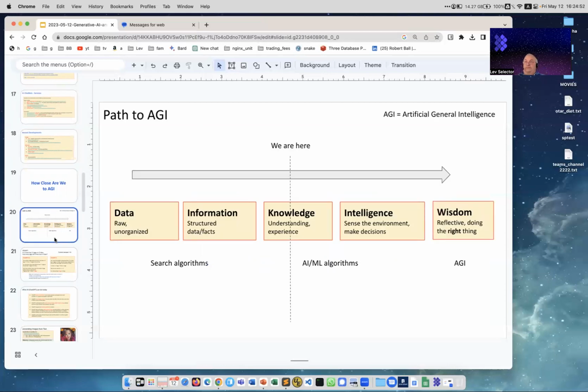Maybe a few years. Ray Kurzweil was estimating that we will have artificial general intelligence by 2030. If he is right, and he is usually very close, then we're just maybe 5, 6, 7 years away from AGI. So this is the path to artificial general intelligence: we have data, we have information, we have structured knowledge, and then intelligence and wisdom, which is AGI. So we're somewhere in the middle, right? But we're moving very fast.